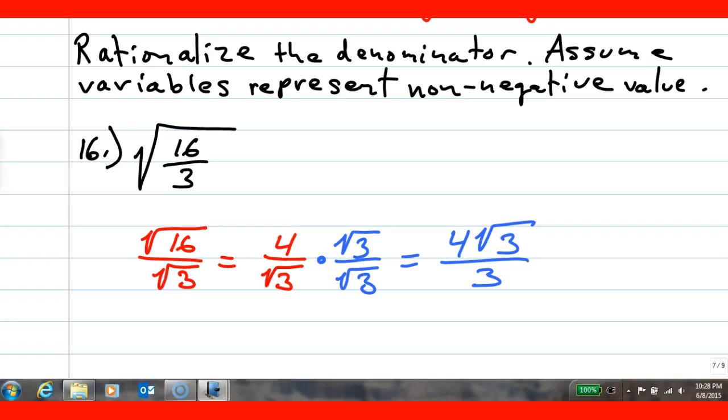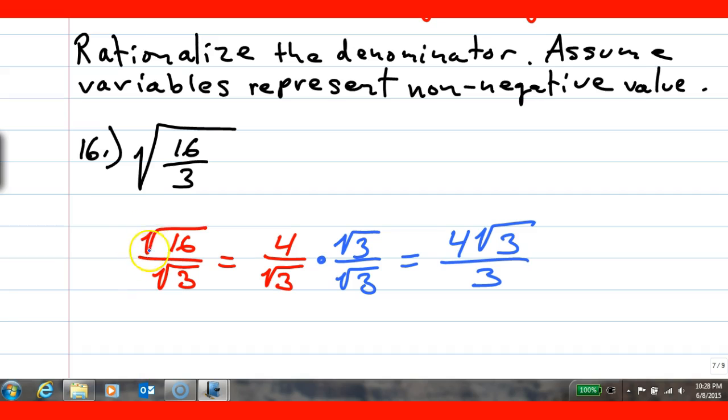Rationalize the denominator. Assume variables represent non-negative values. So we have the square root of 16 over 3. When I divide the 3 into the 16, it's not going to go in evenly. It's going to create a decimal. So I'm going to pull the square root out onto the denominator and the numerator individually.